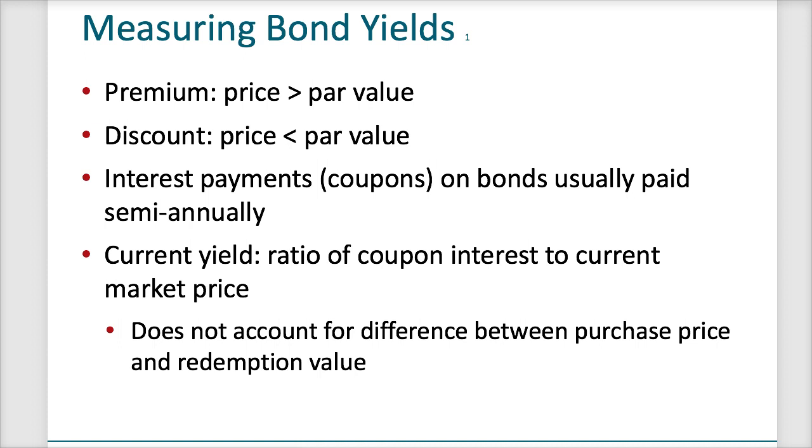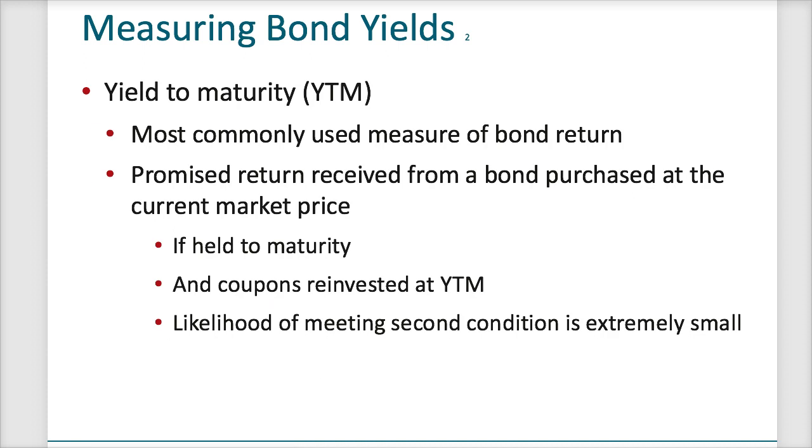It's not the coupon price or the interest rate on the bond. It can yield above or below that depending on the premium or discount. So we want to have a formula. One formula we want to look at is called yield to maturity.